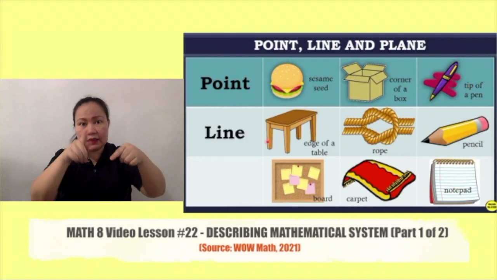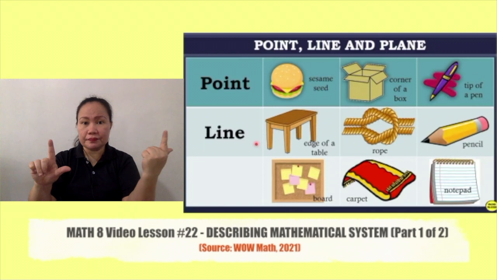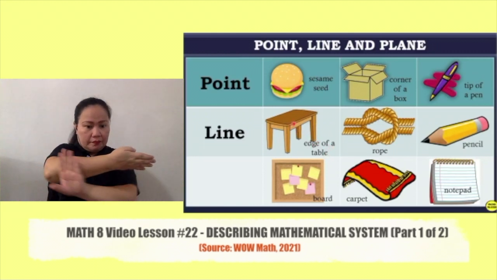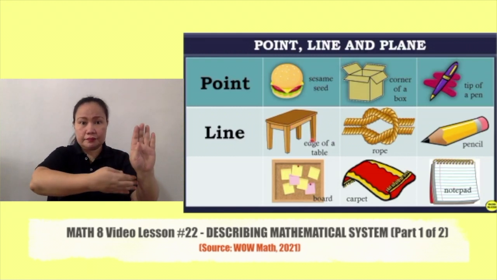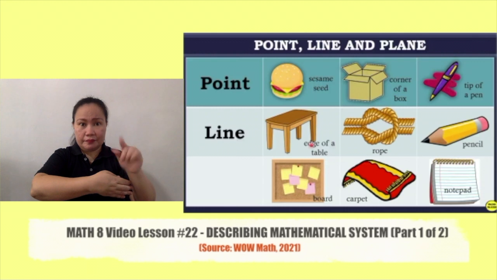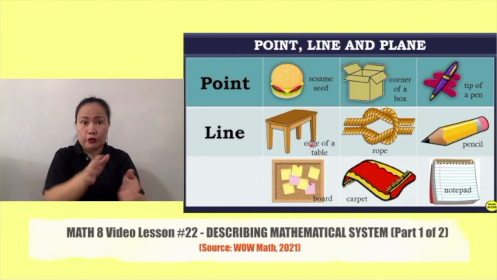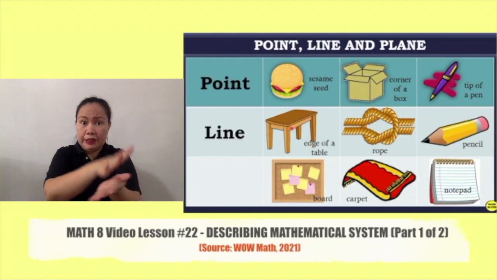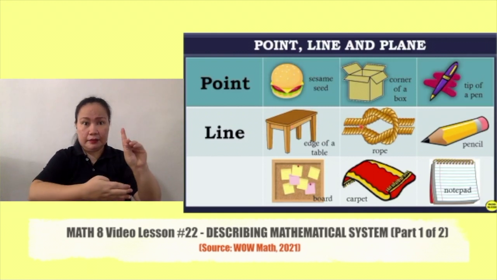Okay? Now, underline. Sa line, isa sa mga representations natin itong edge of a table. So, pag sinabi natin edge, itong gilid. Any objects, basta merong edge. Edge of a ruler, edge of your notebook, edge of a bond paper. So, lahat po ng edges ay considered representations ng line.